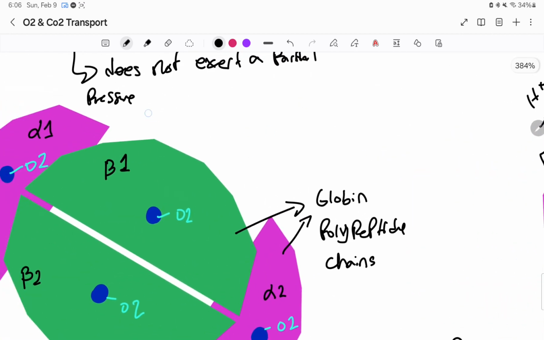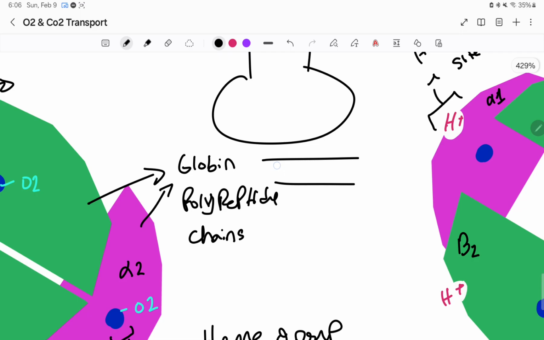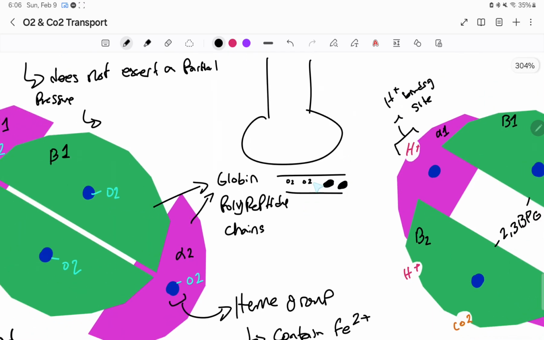Because it doesn't actually affect the concentration gradient of oxygen. So you guys know that here's the alveoli and here's the blood, okay? Here's the O2 that is dissolved, and here's hemoglobin. Think about it, guys. If only 2% is dissolved, but 98% is bound to hemoglobin, okay?